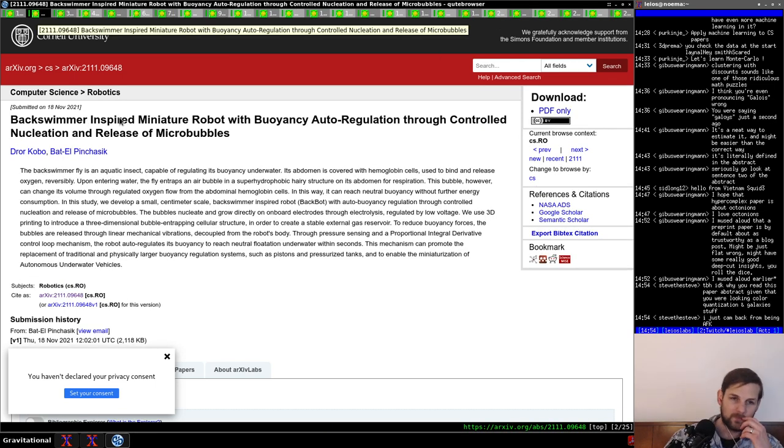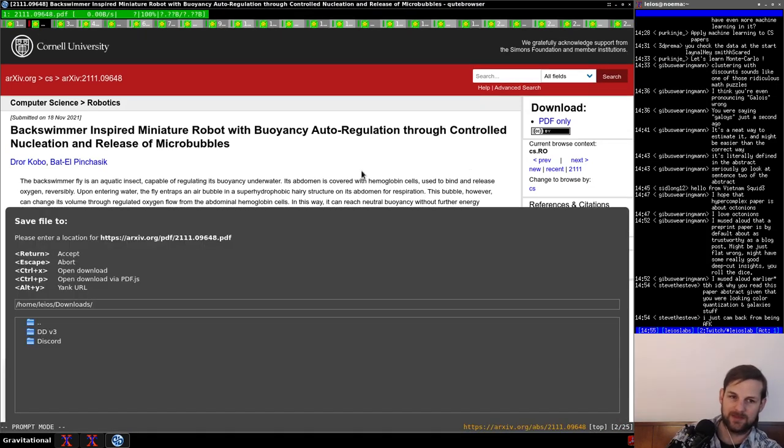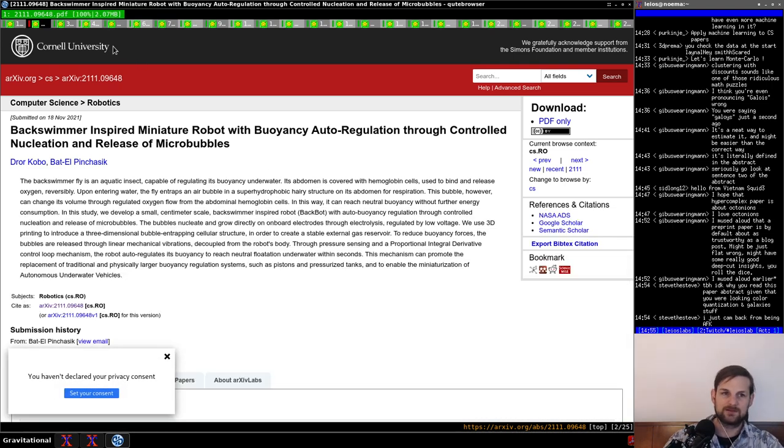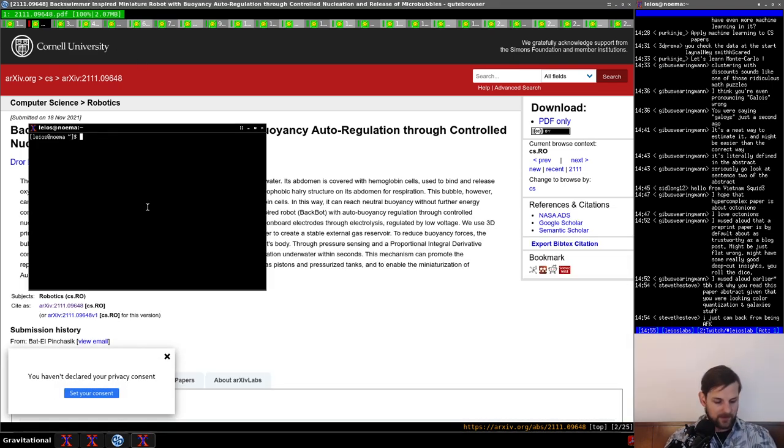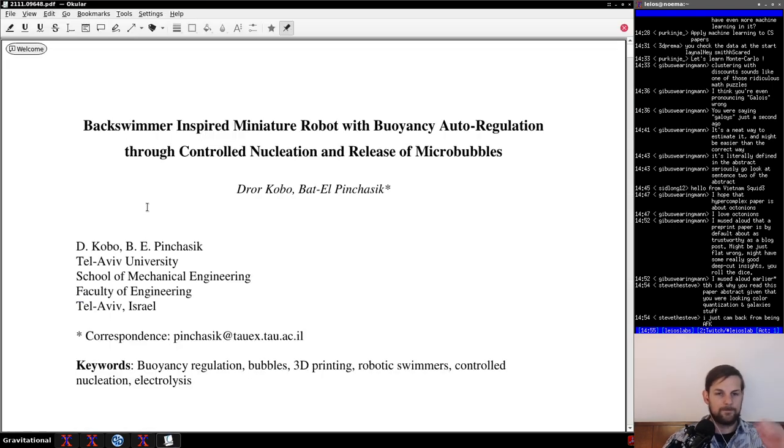Okay. So this one I thought was interesting. I want to take a look at the PDF, specifically the images in the PDF here. It's like a robotics paper, but it talks about a miniature robot with buoyancy auto-regulation through controlled nucleation and release of microbubbles. I'm like, that sounds interesting, right? So let's take a look and see what we have here. Okular, let's go to downloads, 2111.096. There we go.